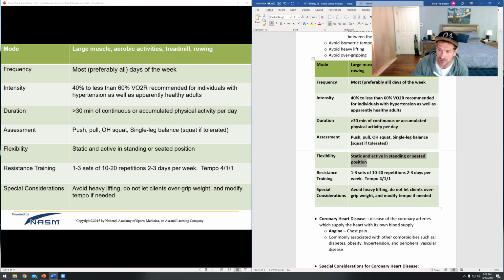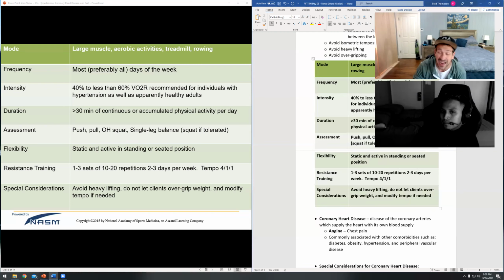So we're really just doing level 1 and level 2 stretches. And even then, you heard me say, I don't personally like static stretches for my clients with hypertension. So I only do level 2.